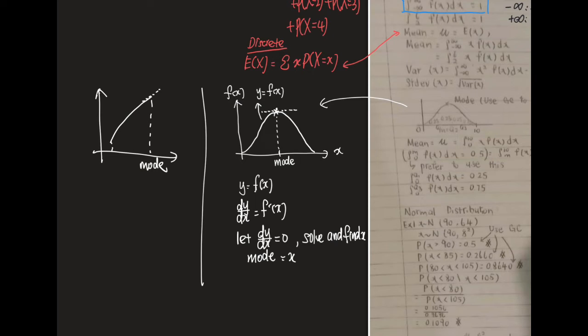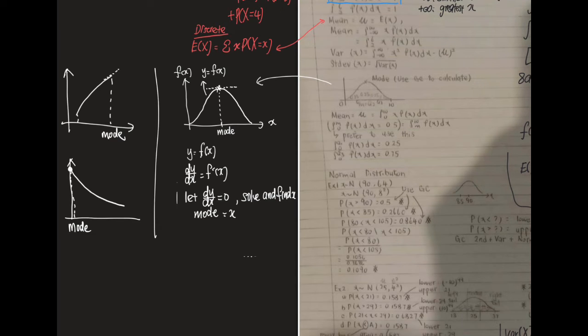So sometimes your graph is like this. And then the mode is here. The highest point is there, and then the mode is here. Okay, so we look at the graph to determine where's the mode. The mode is always the highest point in the graph.